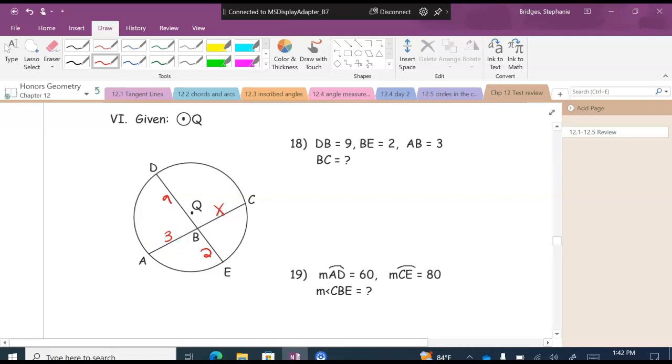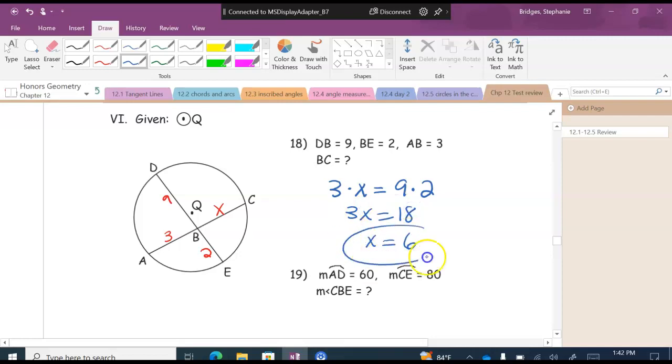Remember, the pieces of the chords multiplied together, so 3 times X equals the other 2 pieces, 9 and 2 being multiplied together. So 3X equals 18, and therefore X is going to be 6. One piece times the other piece is equal to the product of the other. Piece times piece equals piece times piece. Okay. All right, next, same picture.